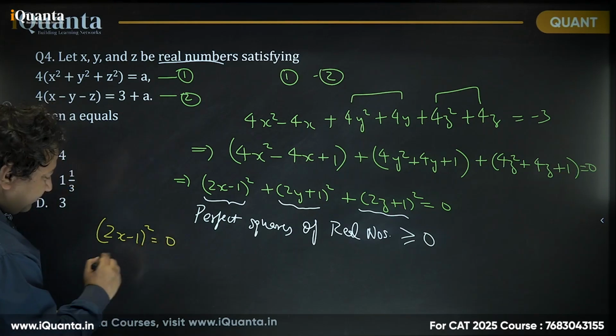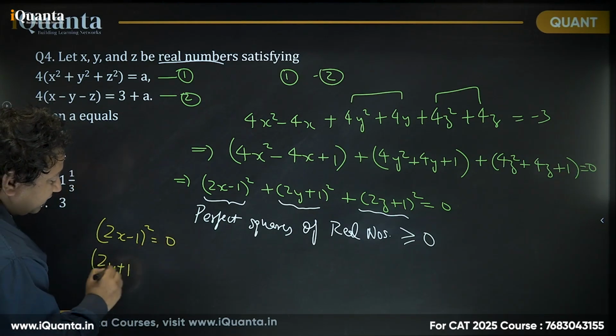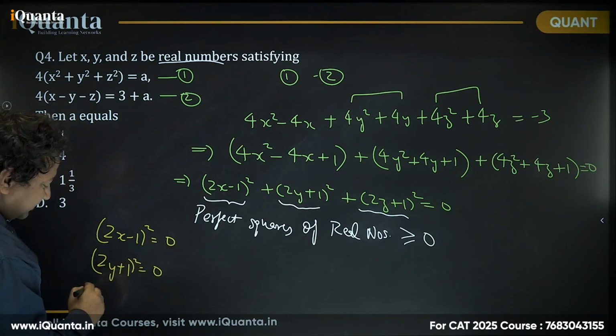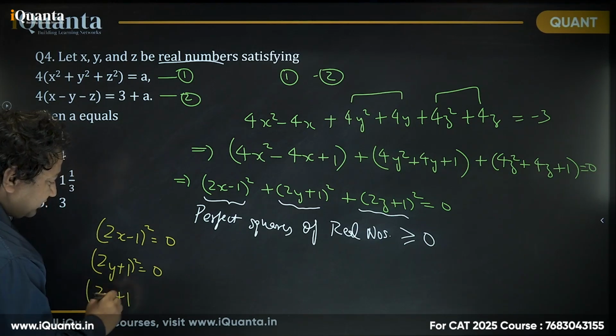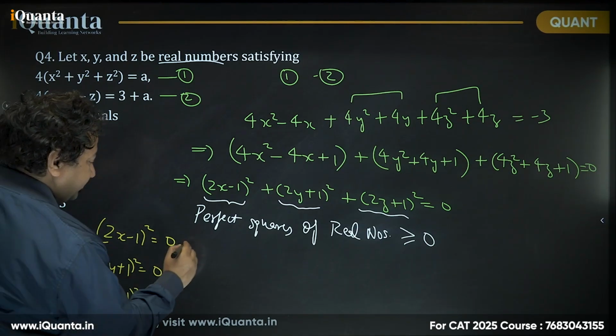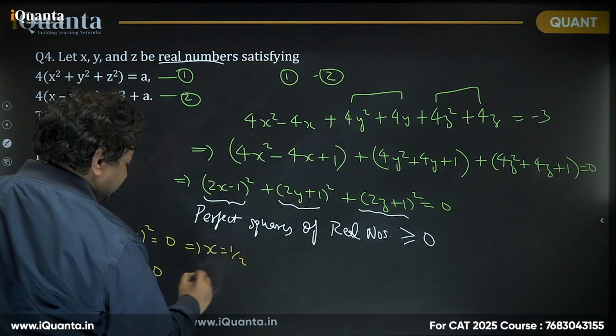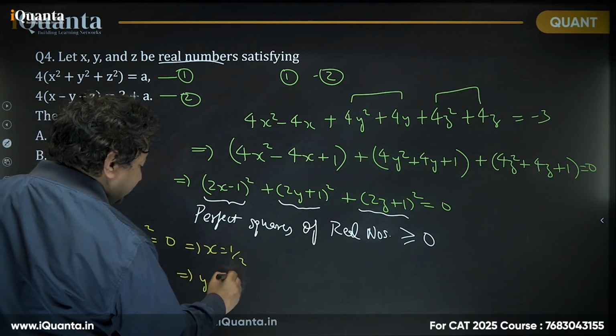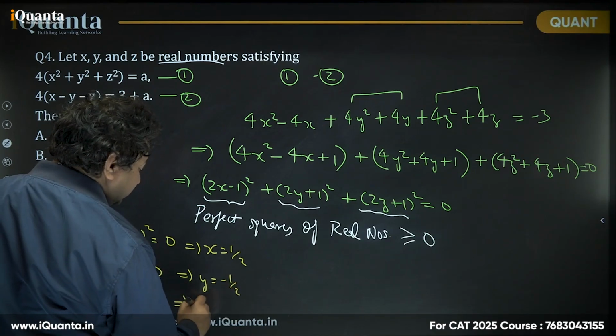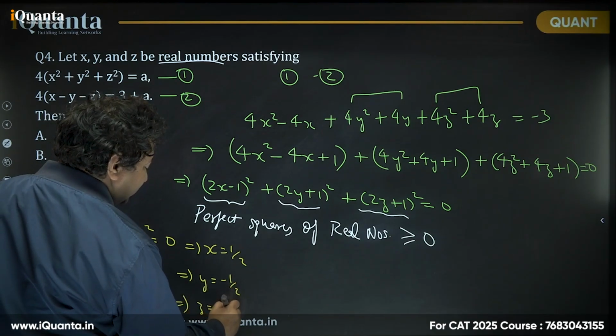At the same time, (2y + 1) whole squared is also 0. The last one, that is (2z + 1) whole squared, is also 0. Which means if I take the square root, x will be equal to 1/2, y will be equal to -1/2, and z would be equal to -1/2.